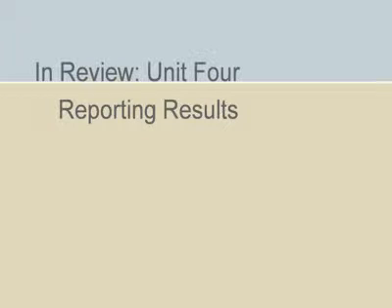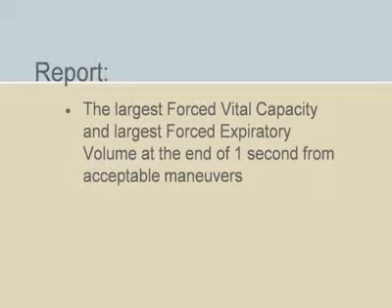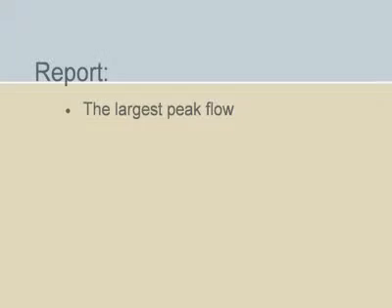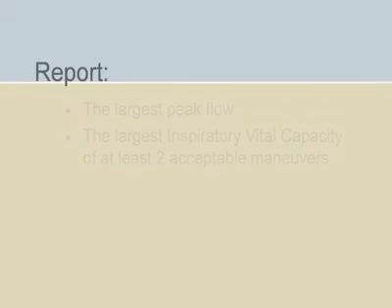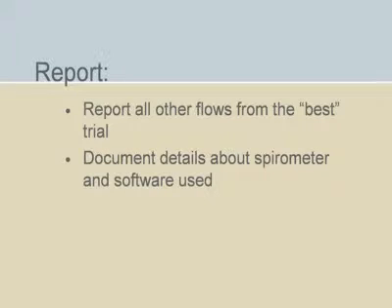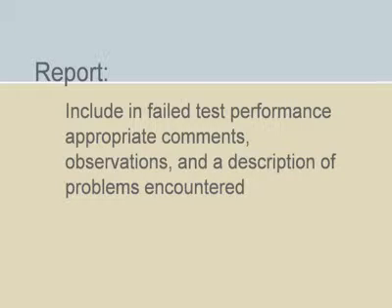The report should include data obtained during each of the test maneuvers, graphs generated, and comments regarding patient effort and other factors impacting test results. Report the largest forced vital capacity and largest forced expiratory volume at the end of 1 second from acceptable maneuvers, the largest peak flow, and the largest inspiratory vital capacity from at least 2 acceptable maneuvers. Report all flows from the best trial. Document details about the spirometer and software used for testing. When reporting failed test performance, include appropriate comments, observations, and a description of problems encountered.